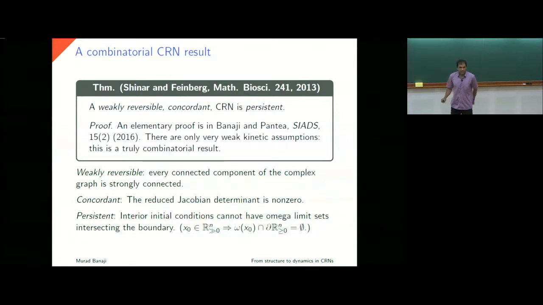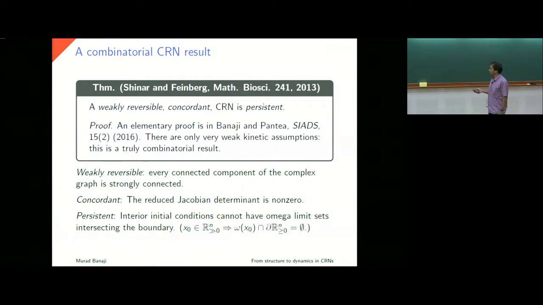So I've mentioned at least a couple of those words before, but some of them might be new. So let me just go through them quickly. The first term there, weakly reversible. Weakly reversible is a property of one of those graphs that I showed you, in fact, of the first one, the so-called complex graph. And it just says that every connected component of that graph is strongly connected.